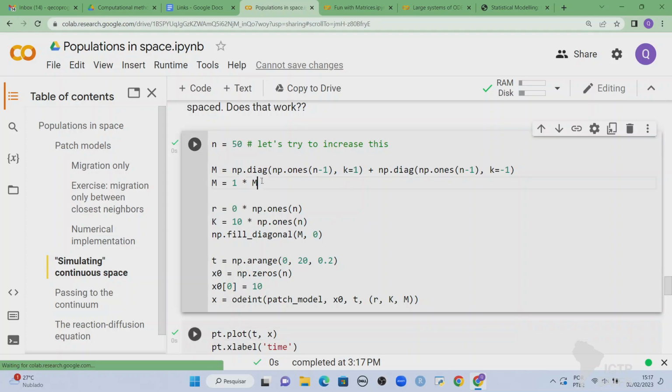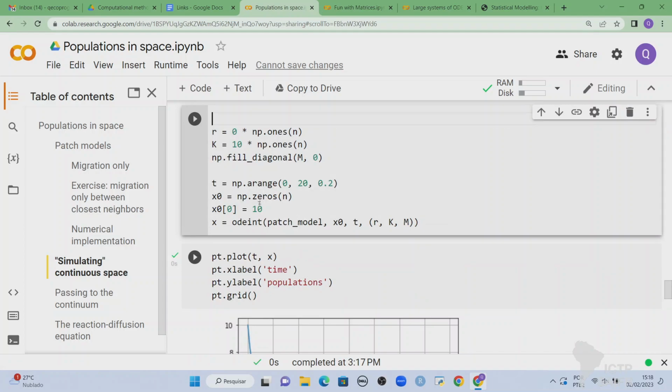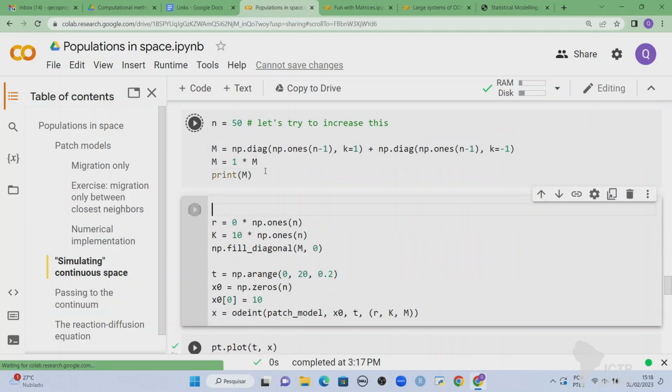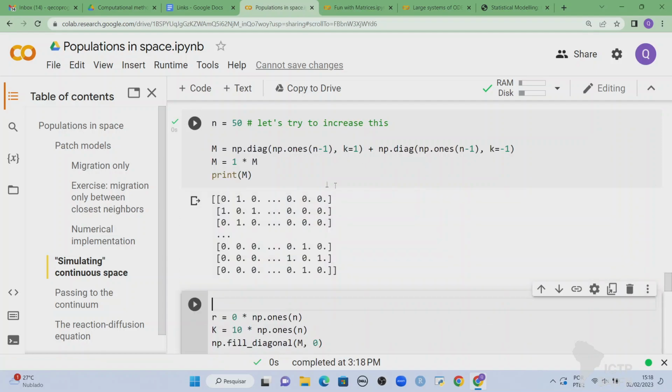Now my matrix here, do you want to see this matrix or not so much? Let's look at what this looks like. So print M here. Now this is a 50 by 50 matrix. It doesn't even show all of the matrix, okay? So it's a 50 by 50 matrix, okay?